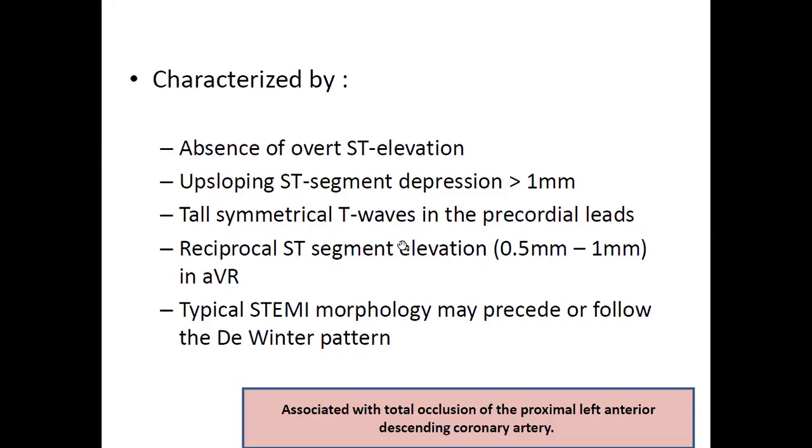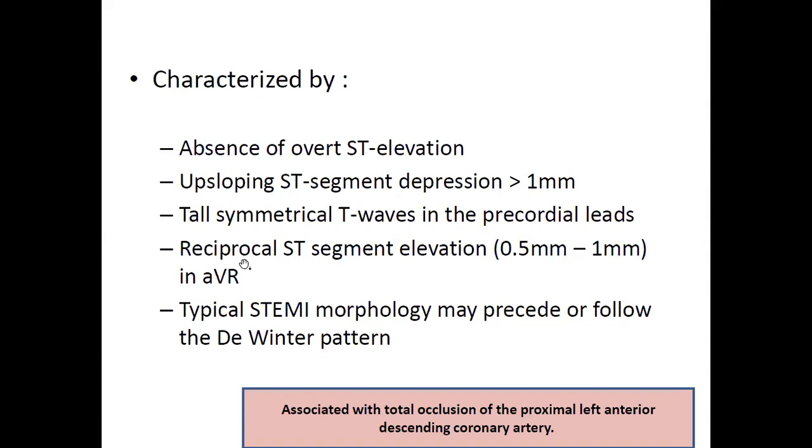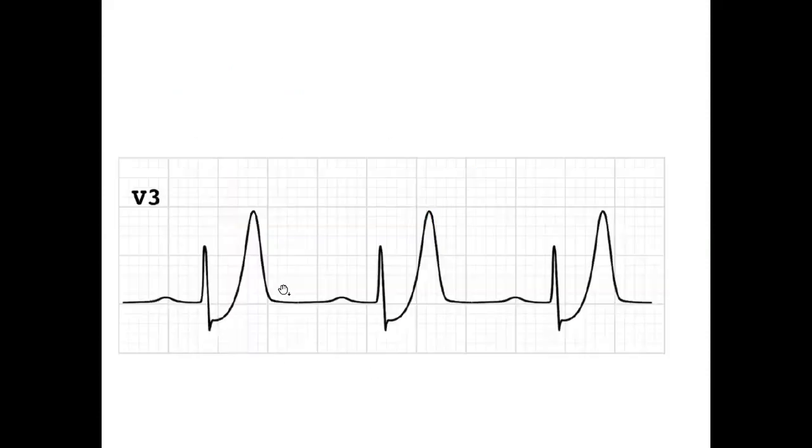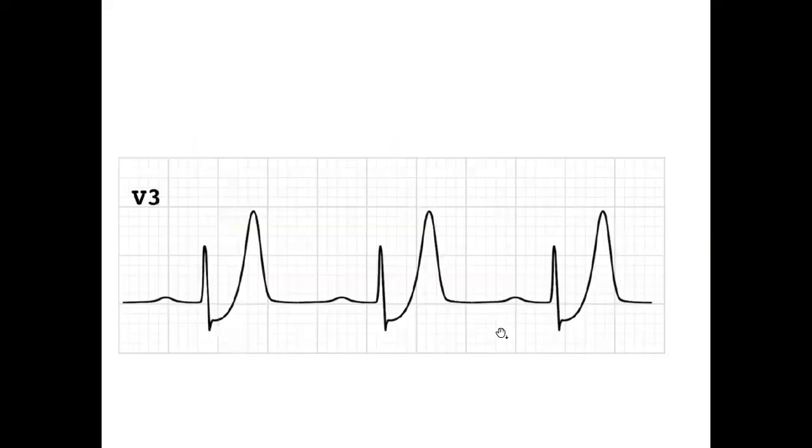Then there should also be an associated reciprocal ST segment elevation, because you can see ST depression in the opposite lead. In aVR you must have an ST segment elevation of around 0.5 to 1 mm. Generally, if you repeat the ECG, this pattern will be immediately either followed or maybe preceded by an ST segment elevation MI. It is associated with total occlusion of the proximal left anterior descending coronary artery.